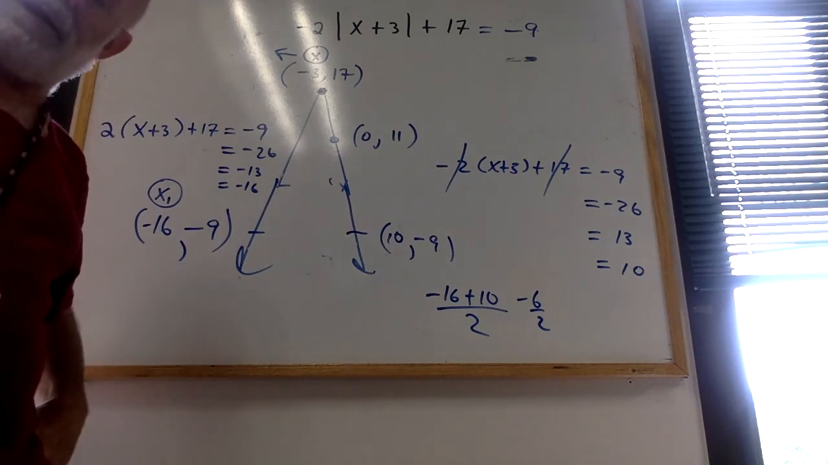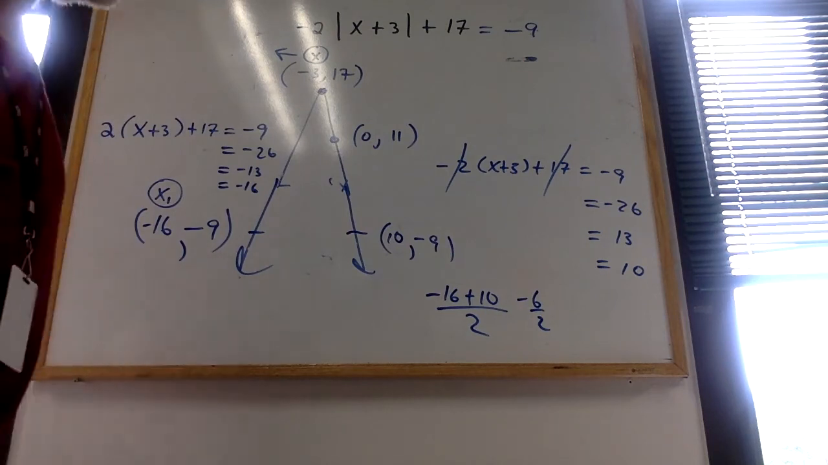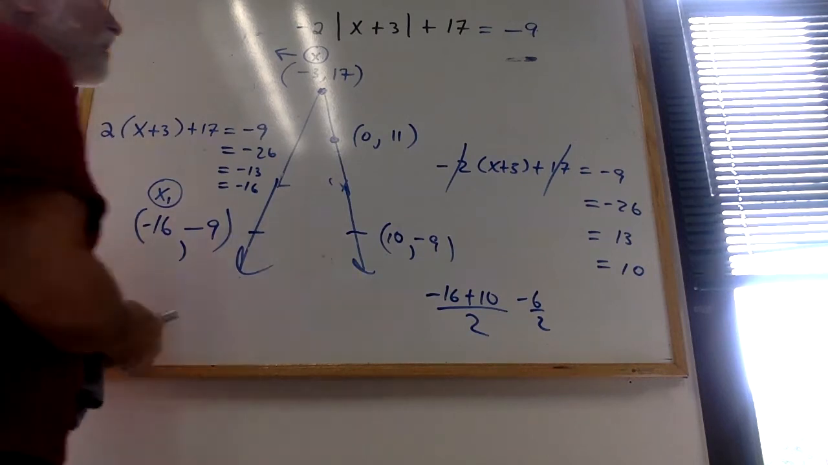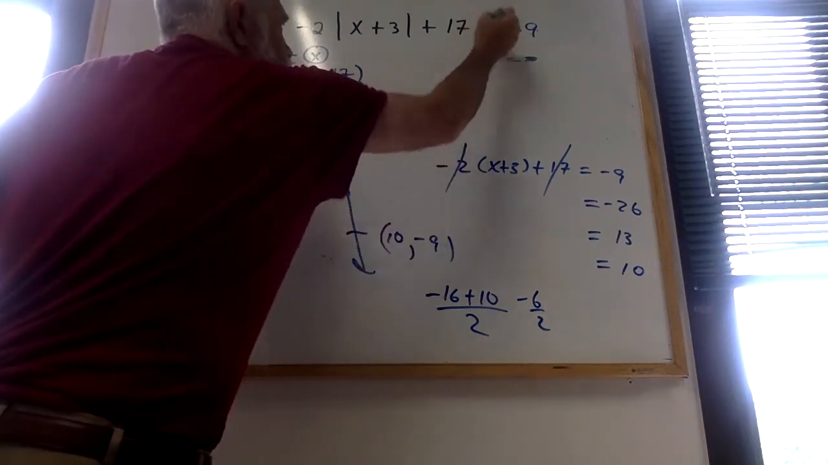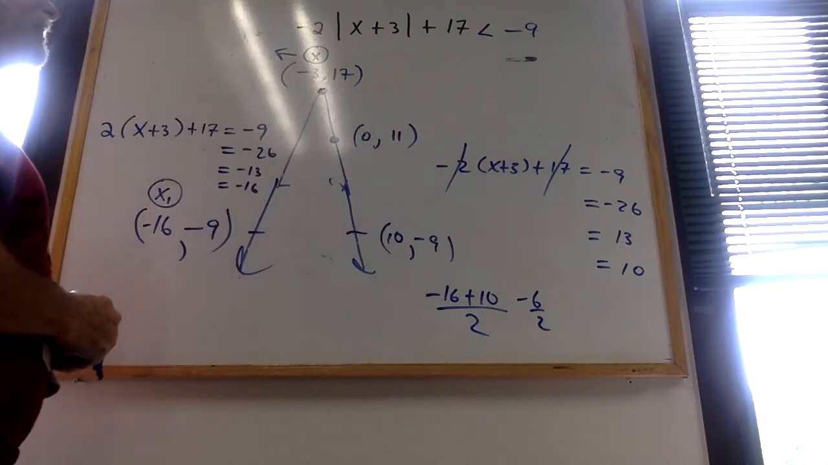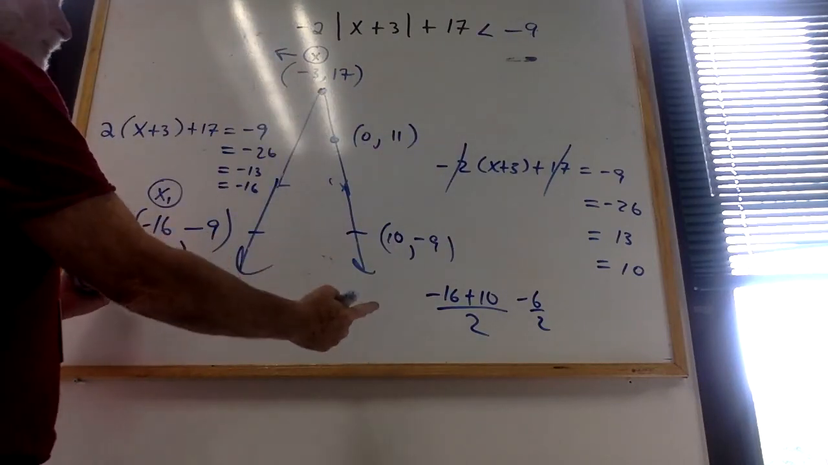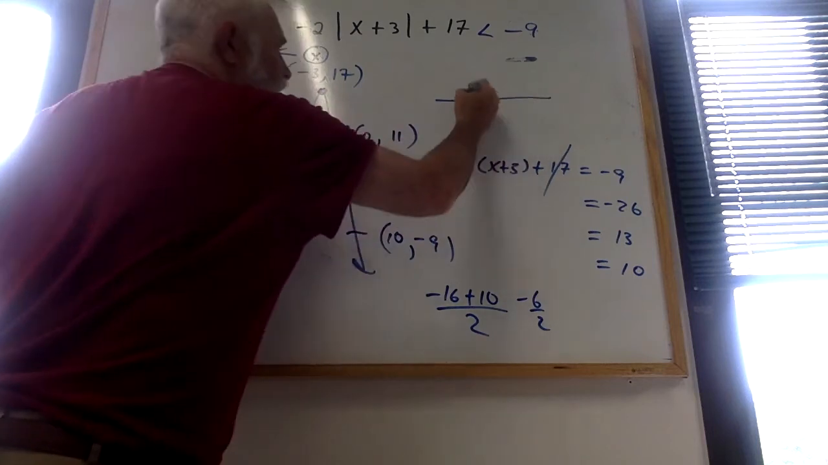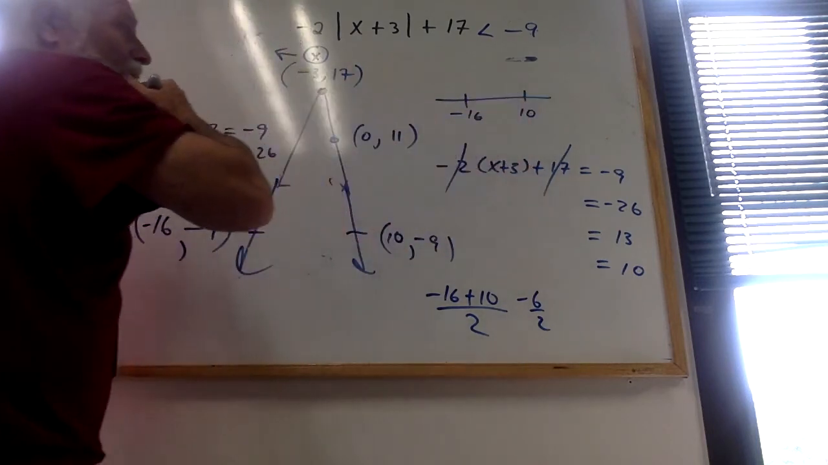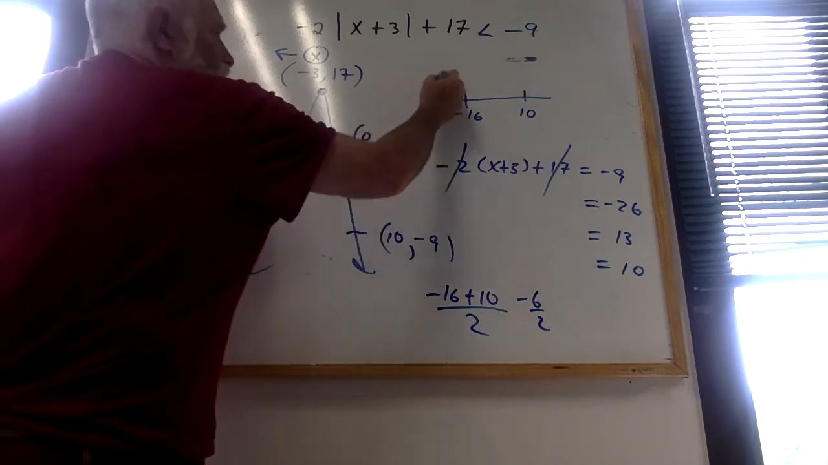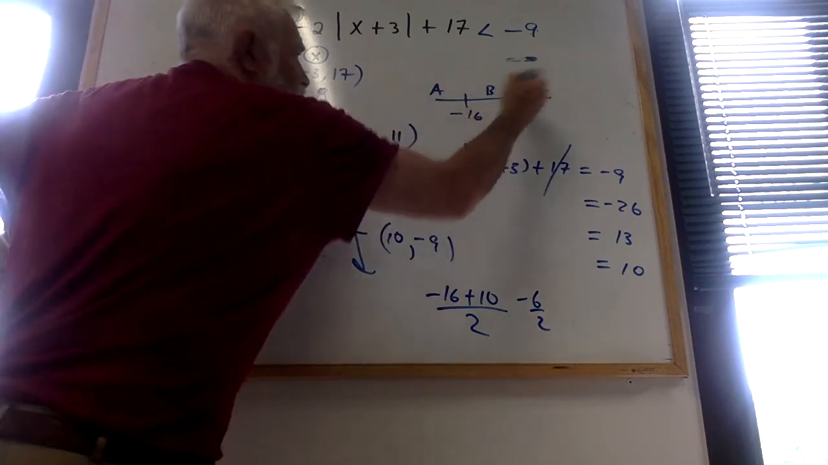So we figured out how to solve. We're done with two of the problems. Now what happens when we want this thing to be less than -9? How do we do that? Well, we already got our information. We know what the two numbers are: -16 and 10. That's when it equals -9. So we only have three intervals, interval A, interval B, and interval C.